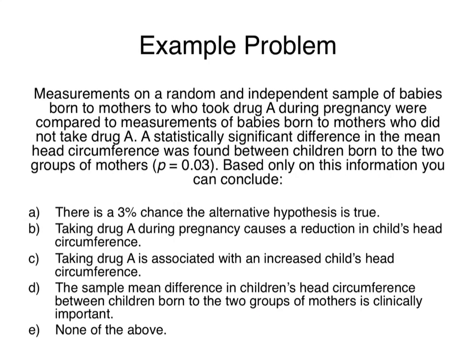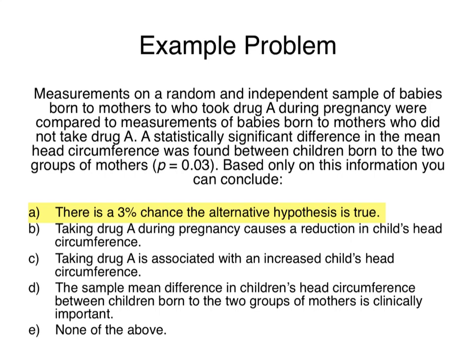Here's another example. Measurements on a random and independent sample of babies born to mothers who took drug A during pregnancy were compared to measurements of babies born to mothers who did not take drug A. A statistically significant difference in the mean head circumference was found between children born to the two groups of mothers. So based only on this information, which of the following can you conclude? So let's go through all of the potential answers.